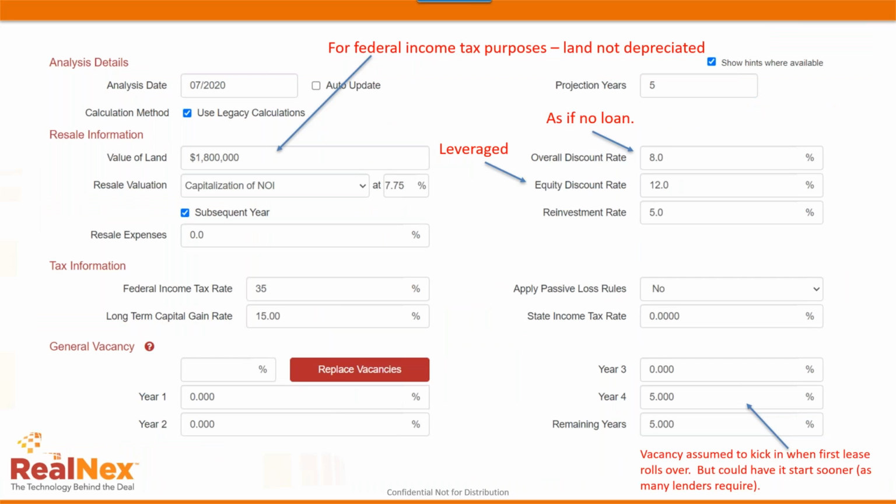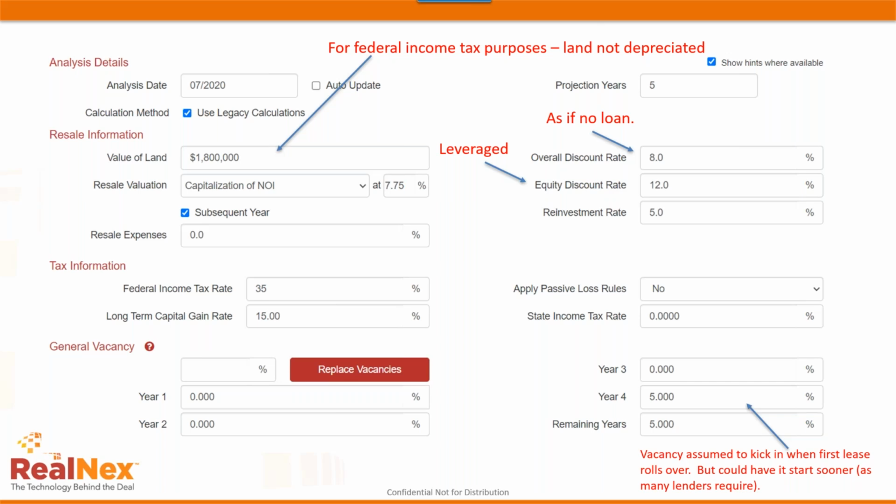Value of the land. So why do we care how much of that purchase price is land value? Well, because only the building can be depreciated for tax purposes, right? So if we're doing an after-tax analysis, and if we're not, the land value wouldn't really matter. But if we're doing an after-tax analysis, then we need to put in the land value so that the program knows what the building value is, and then the building value will be depreciated for tax purposes.